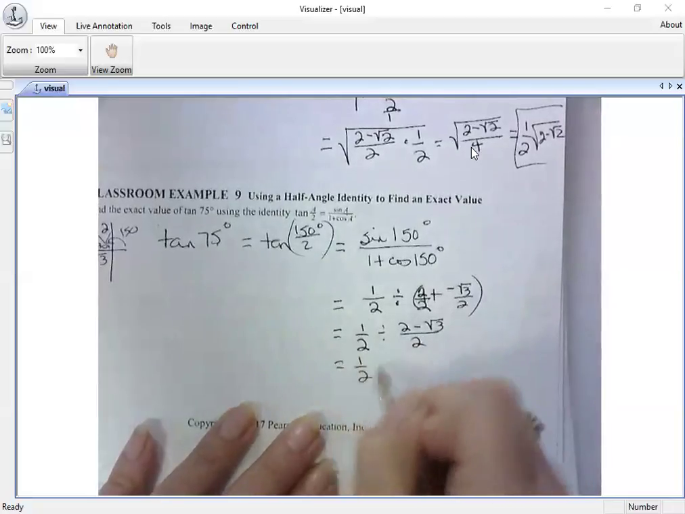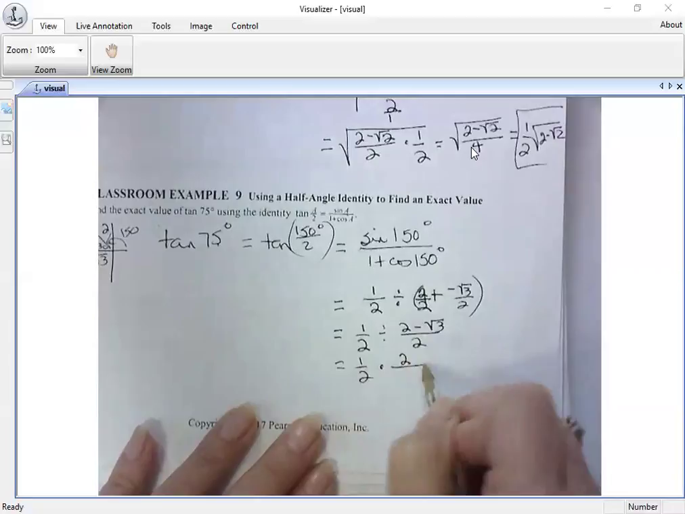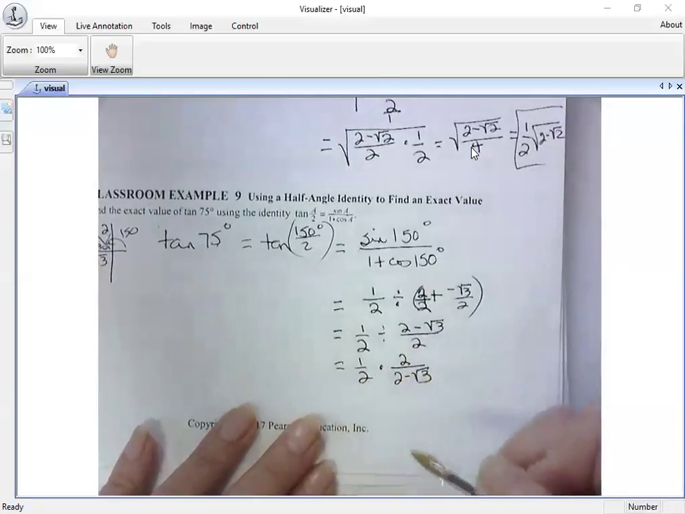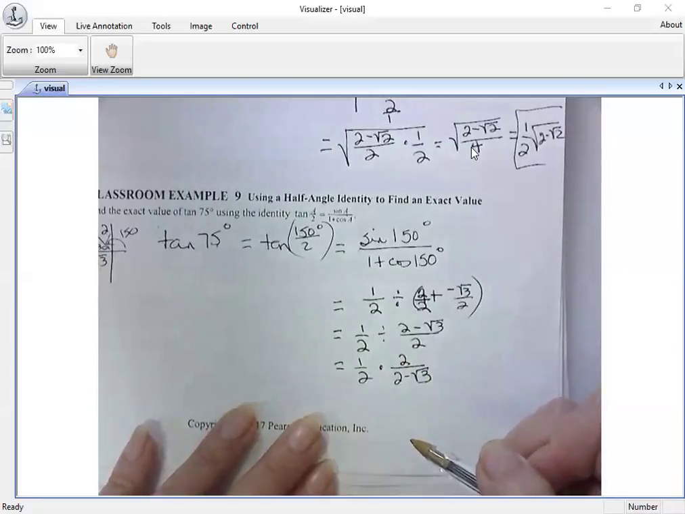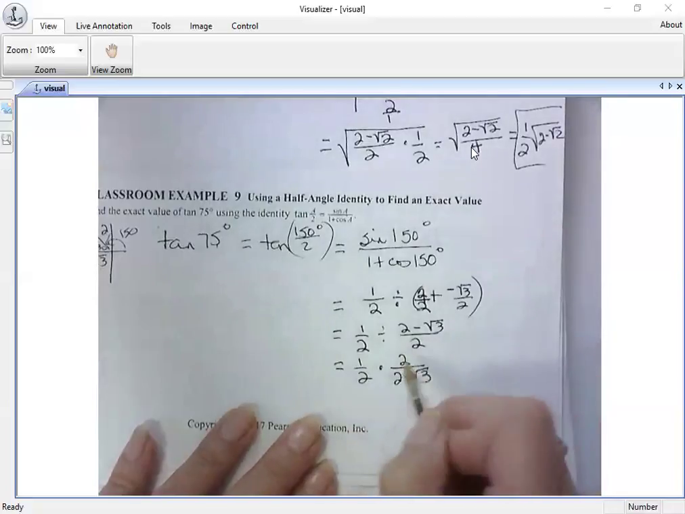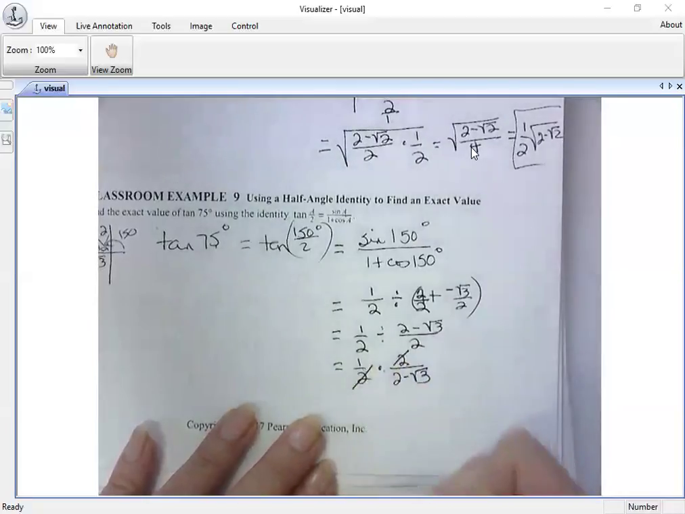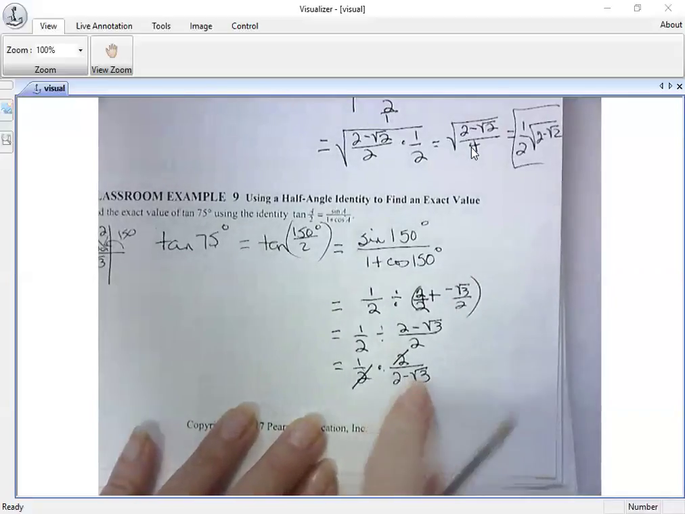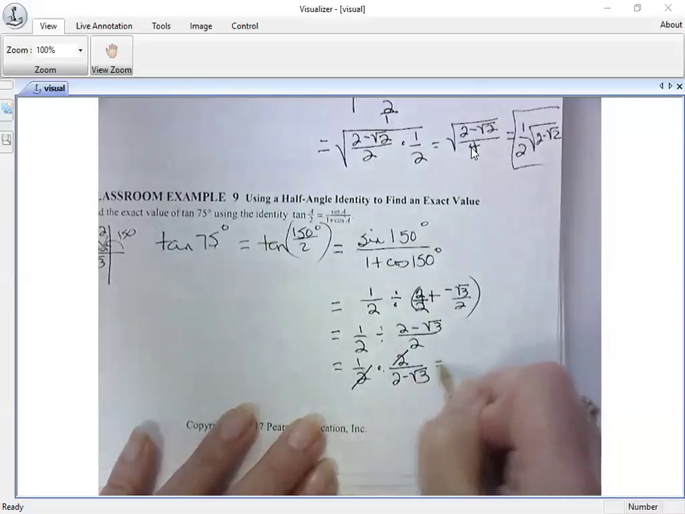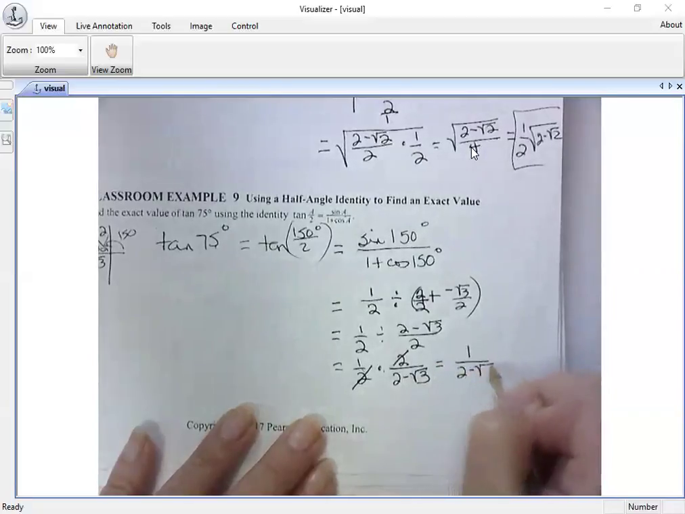So I have 1/2 times, this 2 goes on top, the 2 minus square root of 3 goes on bottom, and what do you notice you can do? Anything? I have a 2 on top and a 2 on bottom. They're being multiplied. They're common factors. These I can reduce down. Can I do anything with this 2? Don't do it. Remember, there's a minus sign there. That's not a factor. That's part of a difference. That's one of the terms in the denominator. It's not a factor, so I can't touch it. And that's going to give me 1 over 2 minus the square root of 3.